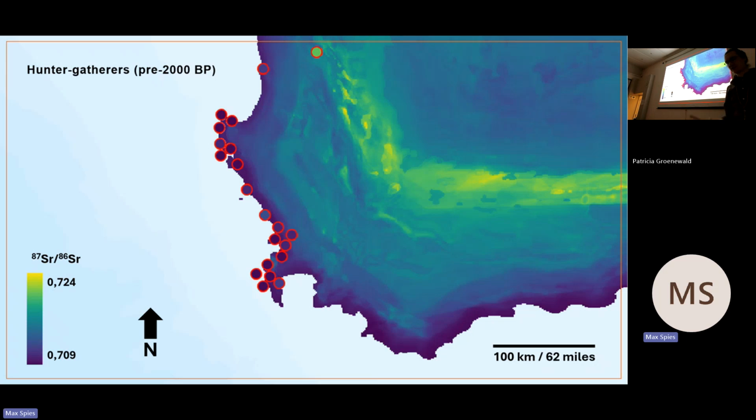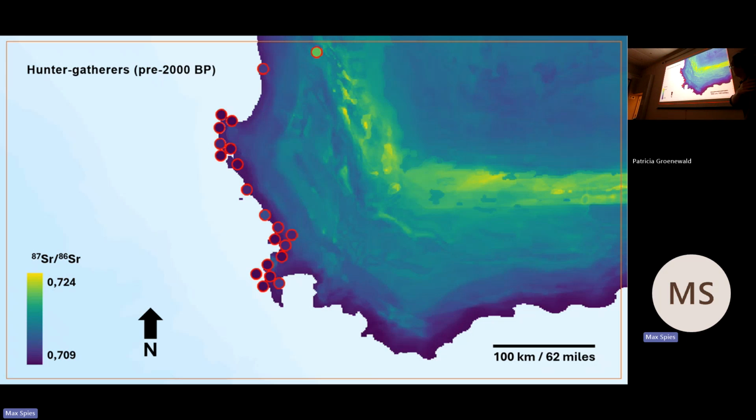Now, zooming in a little bit onto our area of interest along the west coast, where most of these 50 skeletons were found, the ones I've been talking about, I plotted the pre-2000 BP skeletons here. These are the skeletons I'm calling the hunter-gatherers. We don't have actual evidence of that, but I'm calling them that.